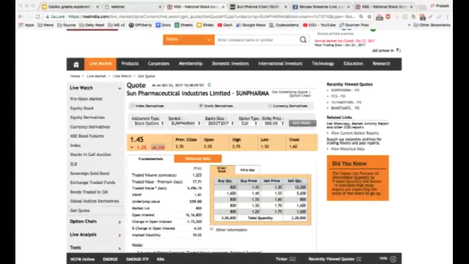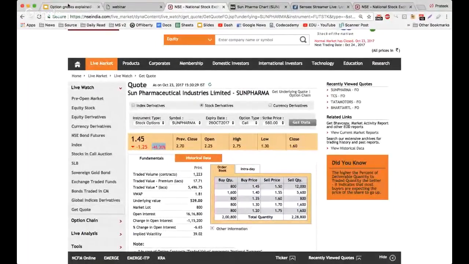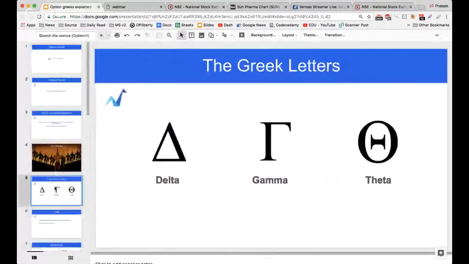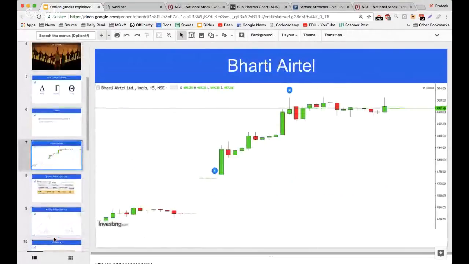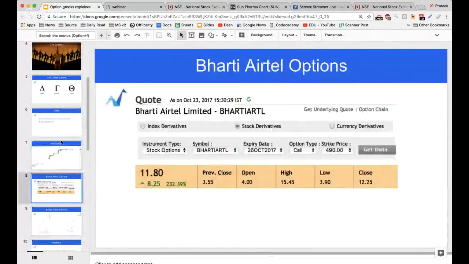So that's it. This is a brief introduction to option Greeks. This is what they mean, covering them very quickly. The delta basically measures how much the underlying moves and how that will affect the option. As you can see, Bharti Airtel over here moved up very quickly, very fast, and the options went up 232%. This is because of gamma. As your stock moves from out of the money to at the money to in the money, if this happens very quickly, then the options move up exponentially. And this is why we trade options, because options do this.